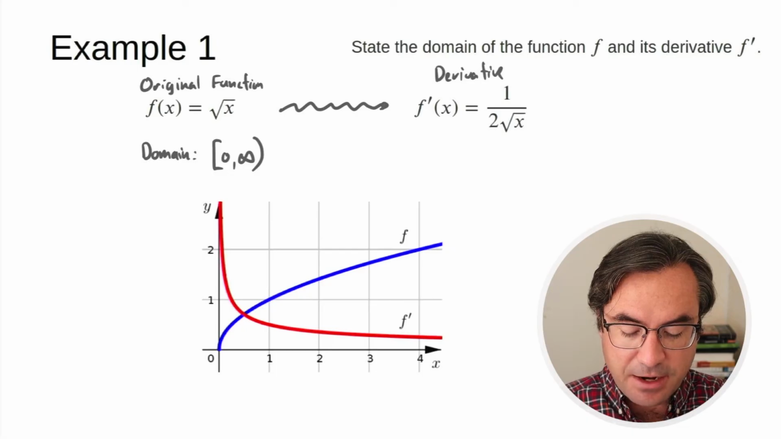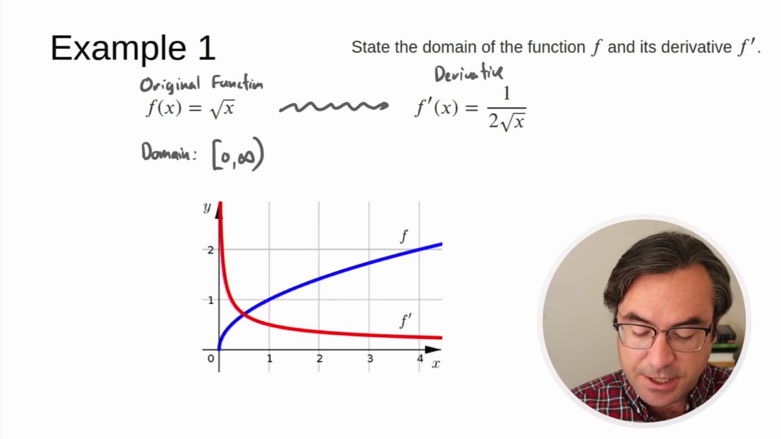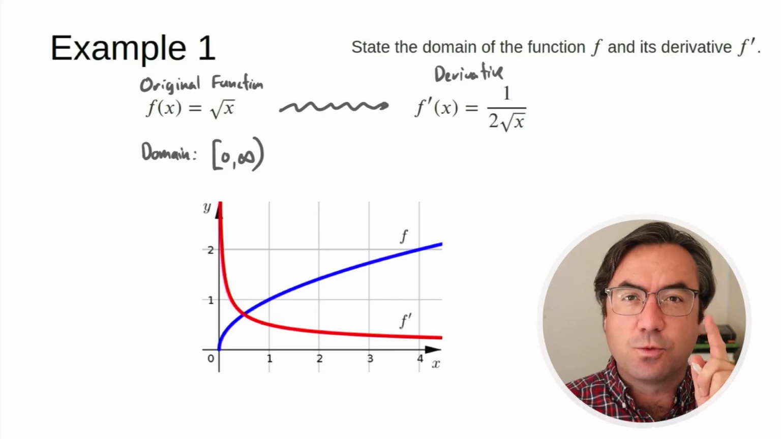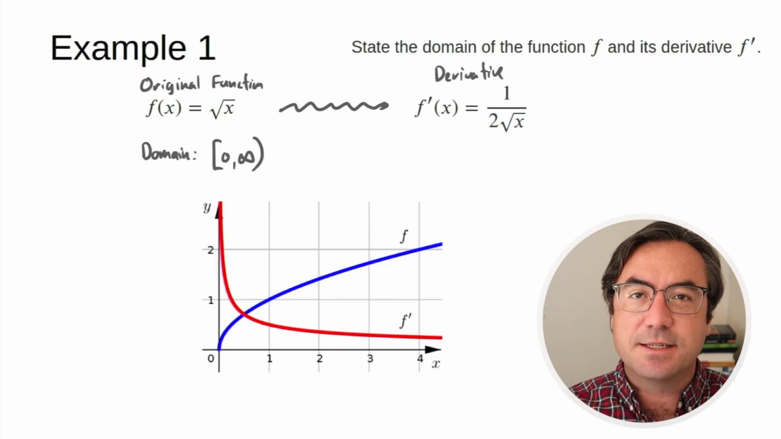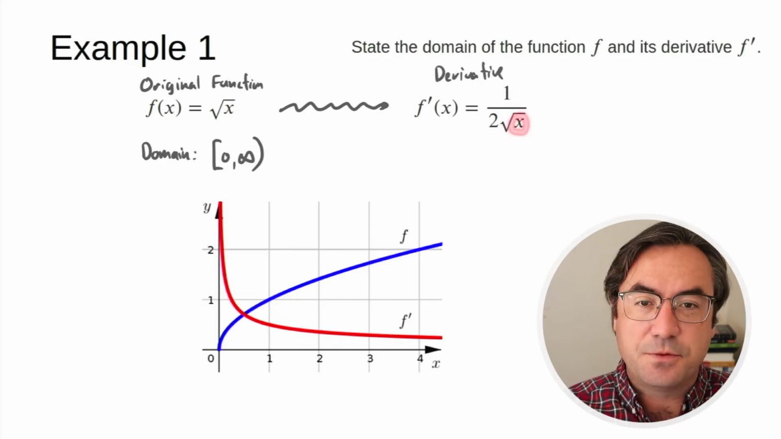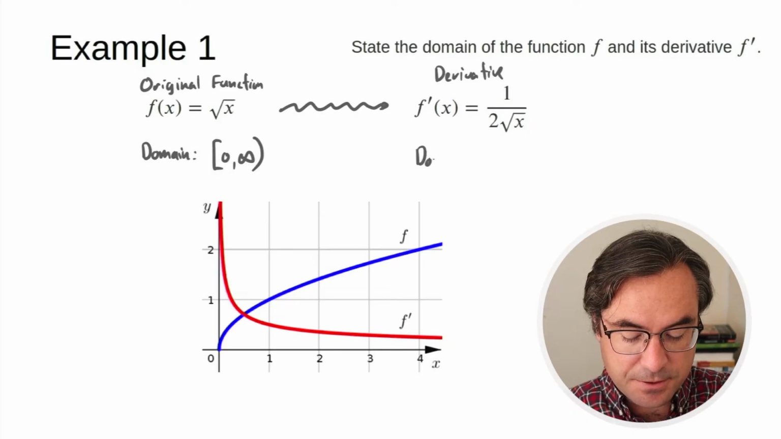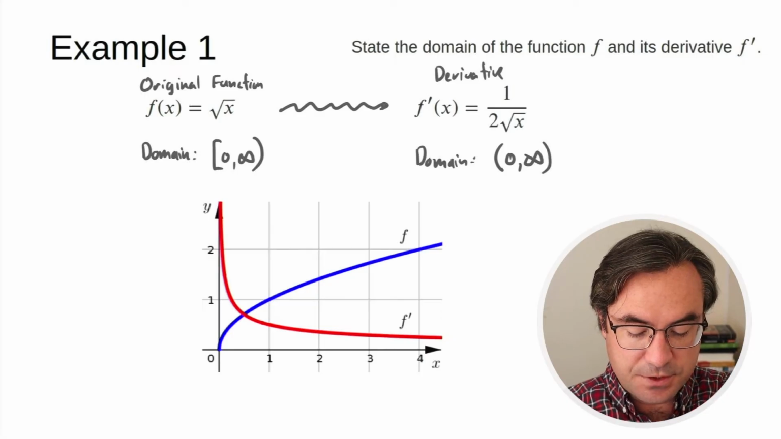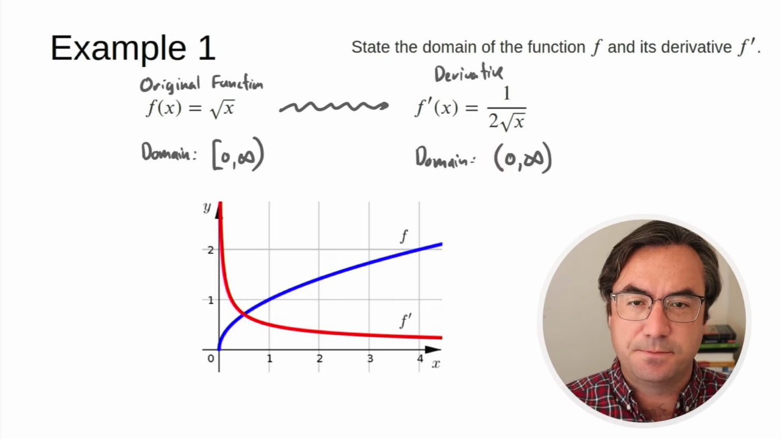So f prime kind of inherits all of these x values, but we have to look for any x values here that might cause some additional trouble. And in this case, there's one x value that causes us trouble. So if we look at this formula here, when x is equal to 0, we end up with division by 0. So for the domain of this function, we have to throw 0 out. So it inherits most of these, but there is that one place that causes us trouble.